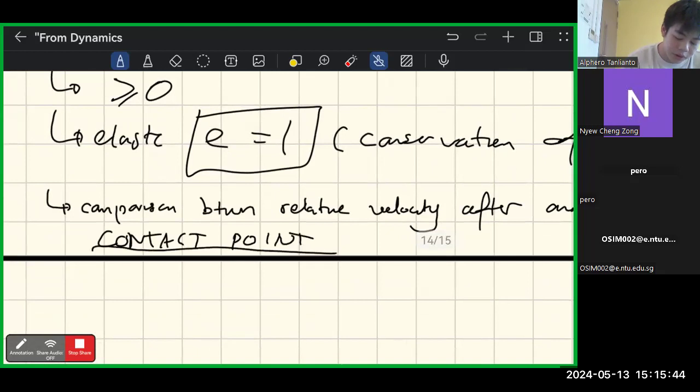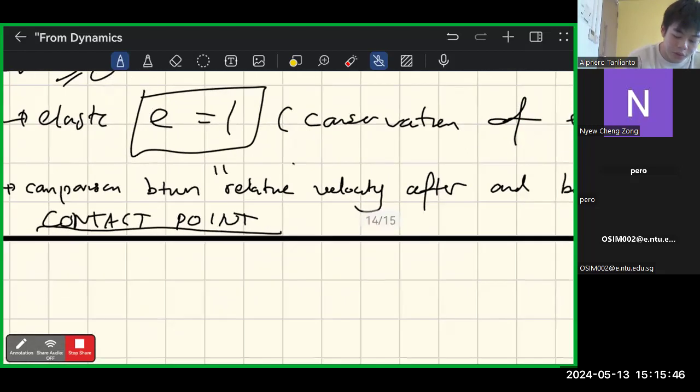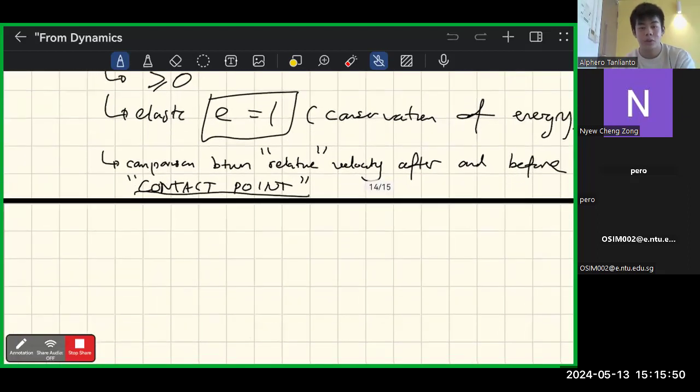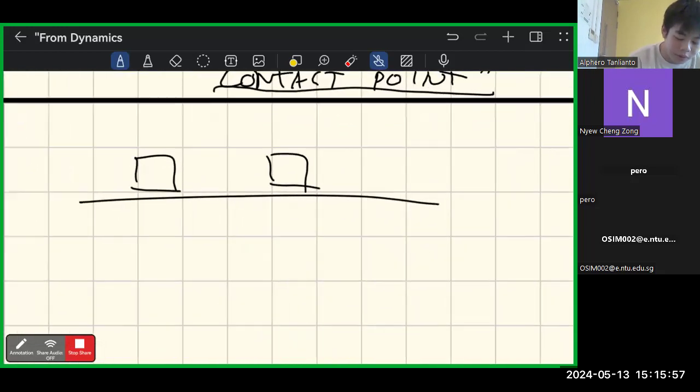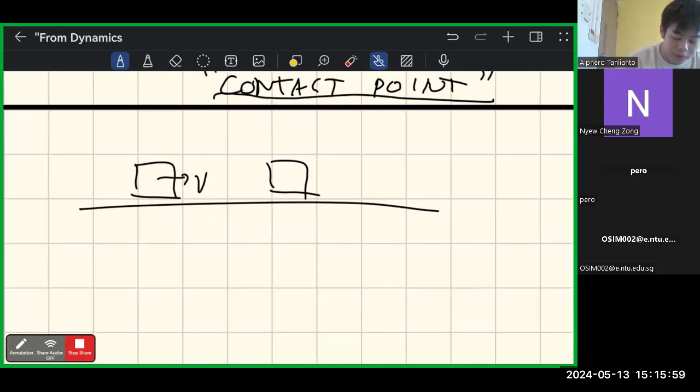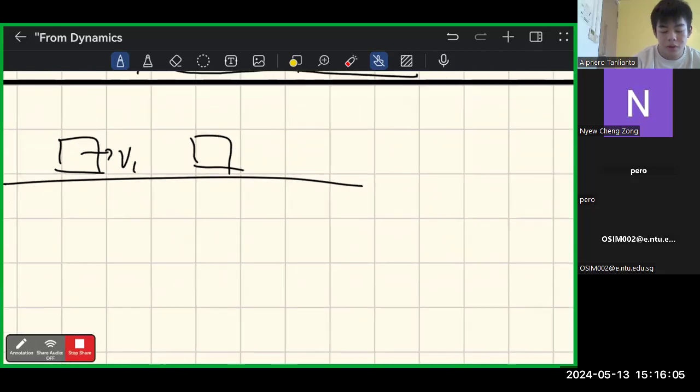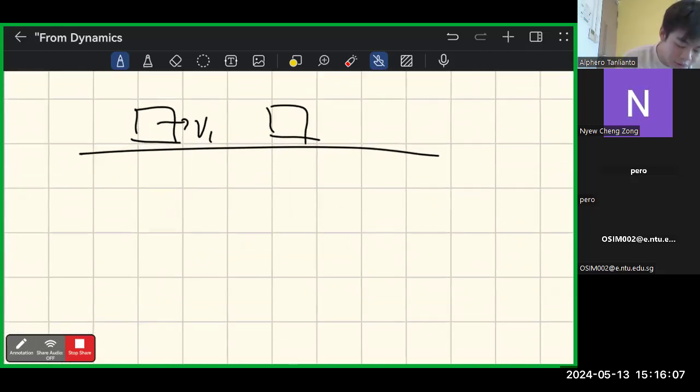Okay, so it's contact point. The keyword here is relative and contact point. So if you just collide two things, right, one has velocity v1 and the other doesn't move. This one is the mass m1, and this one is the mass m2.